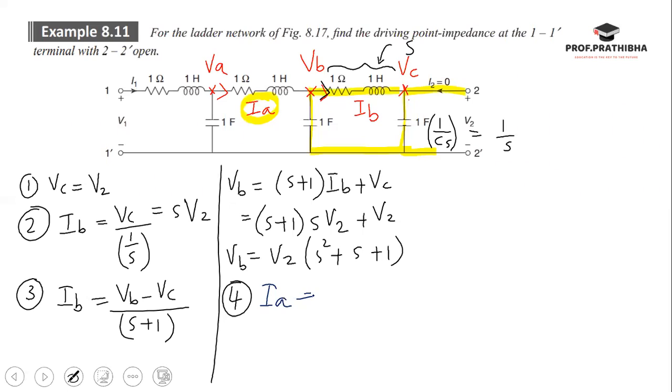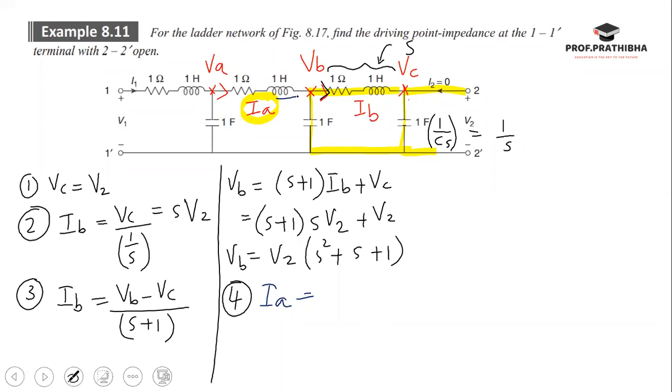What is IA? Yes. IB plus VB upon 1 by S. IB plus VB upon, yes, correct.